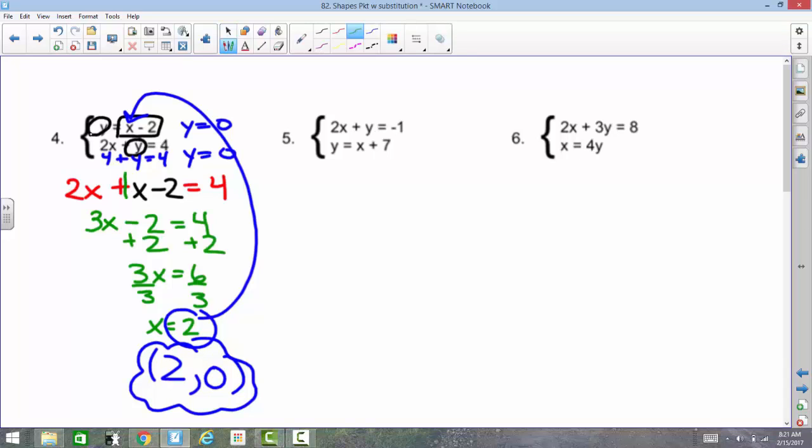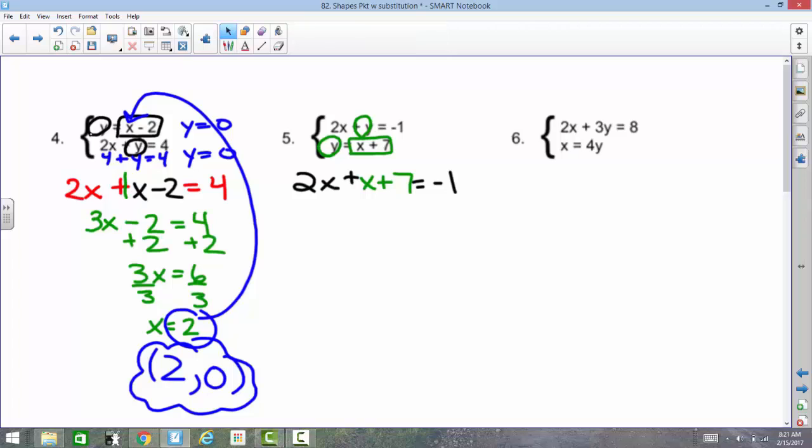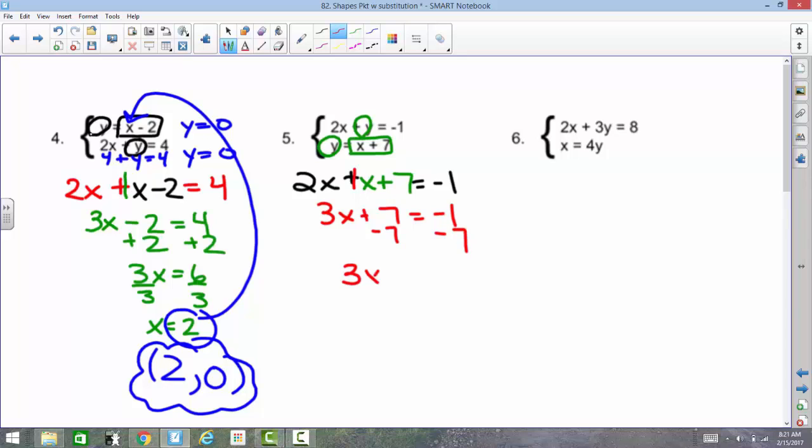More with substitution. In 5, this y is solved for. So that goes right there in for this y. So 2x plus x plus 7, that's your substitute, equals -1. So 2x plus 1x is 3x. You're going to subtract 7. So 3x equals -8. So x equals 8/3, negative. So 8/3 is -2 2/3.